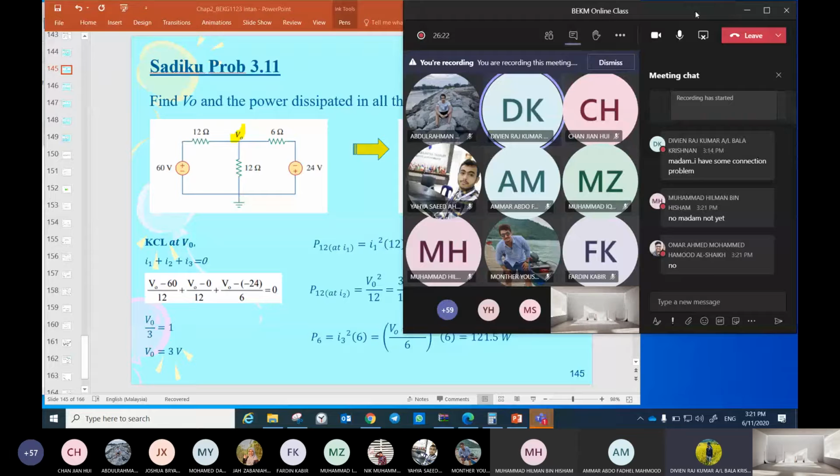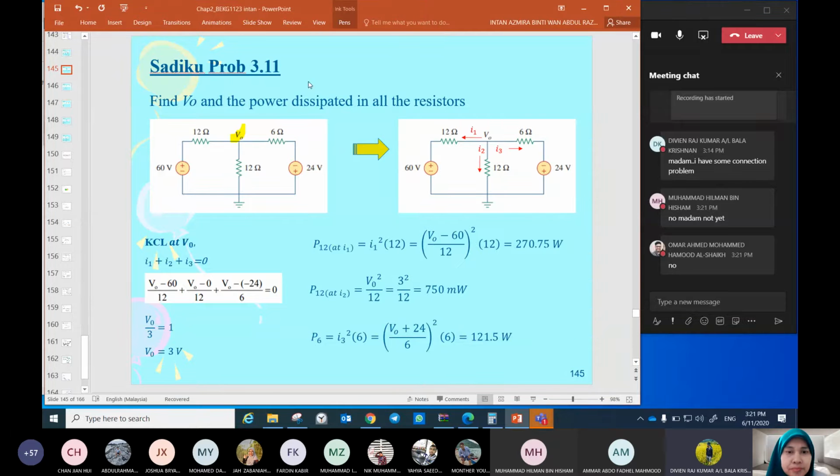At the KCL at V0, I don't know how to simplify the equation. The V0 minus 0 over 12. Sorry? The KCL at V0, the equation of V0 minus 0 over 12, how to get V0 over 3 equals to 1, ma'am? How to get V naught? Again? V0 over 3 equals to 1.